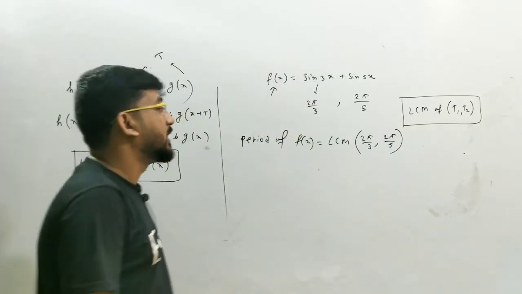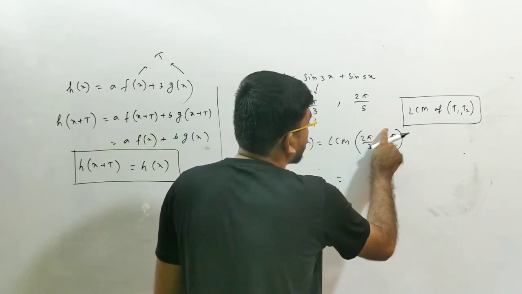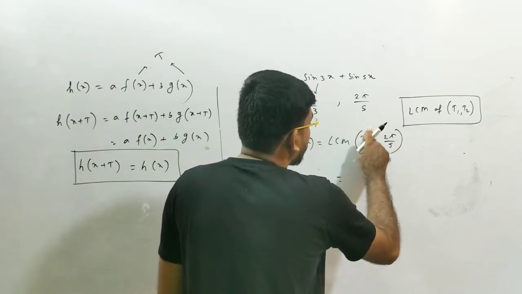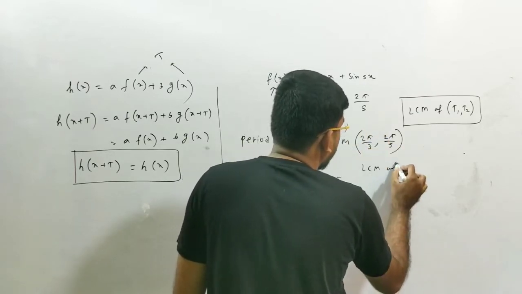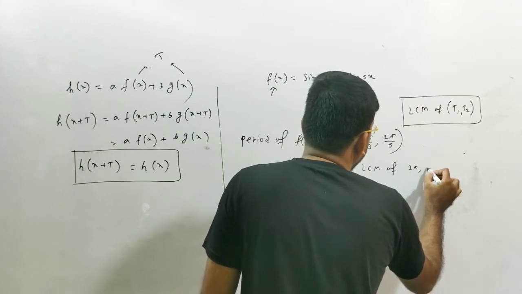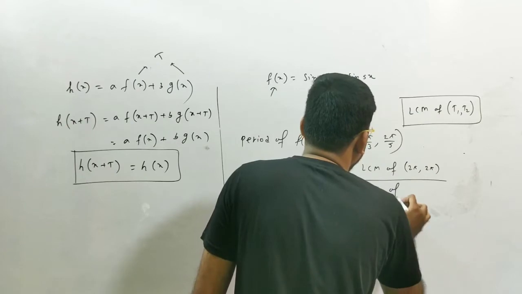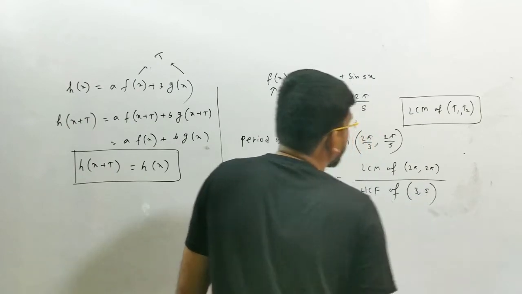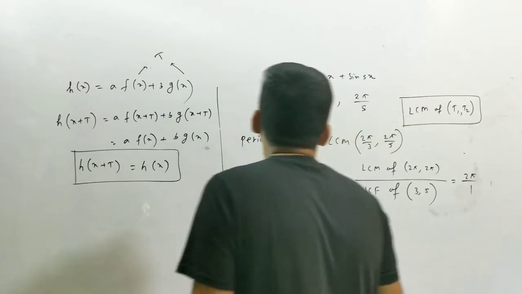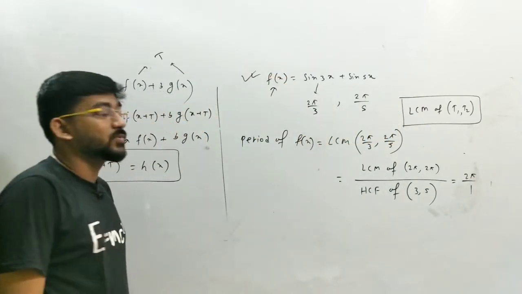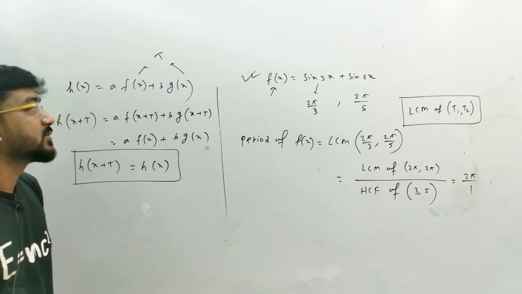So what will be the LCM? The LCM of 2π and 2π, divided by the HCF of 3 and 5. The LCM of the numerators is nothing but 2π, and the HCF of 3 and 5 is 1. So the period of this function is just 2π. This is how you can solve these kinds of situations.